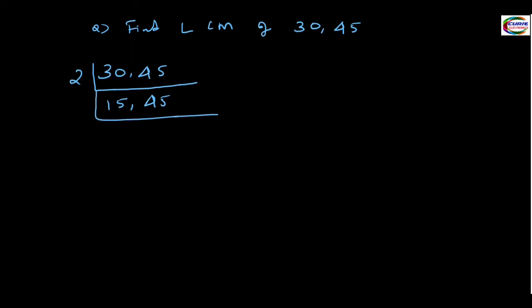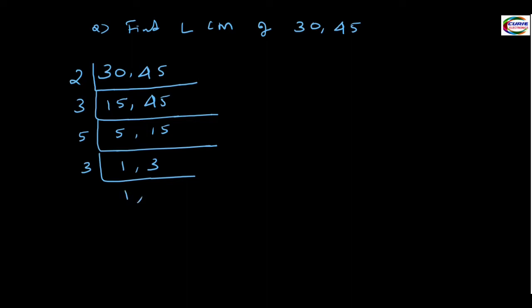Now again I will take the lowest prime number, that is 3. With 3 I am going to divide. So I get 5, since 5 3s are 15. 5 comma 15 I'll get. Now again I can divide by 5, so 1 upon 3. Again I can divide by 3. So 1 I can't divide, so I'll just write it like that.